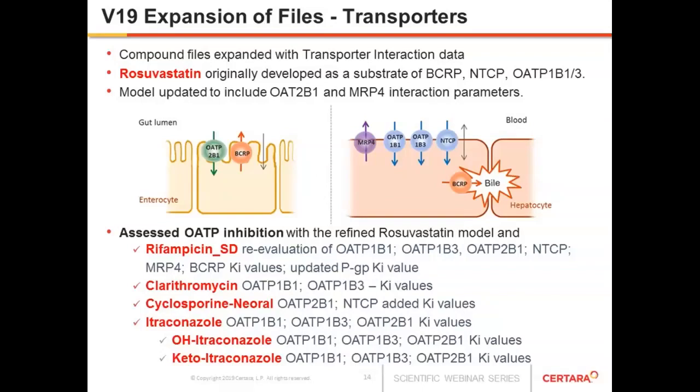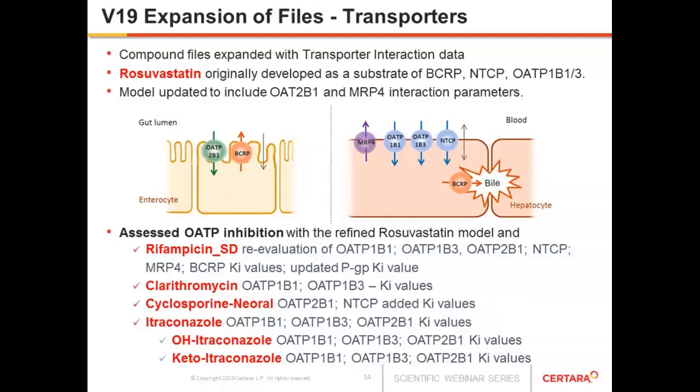Over the last year, we've updated the model to also include additional interaction parameters for both the OAT2B1 and MRP4 transporters. And this is to account for transport both from the gut lumen and also from the blood into the hepatocytes.